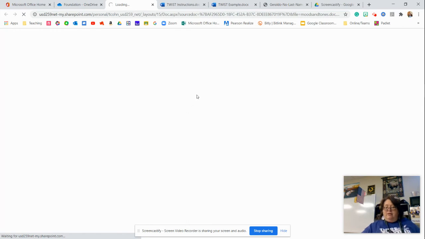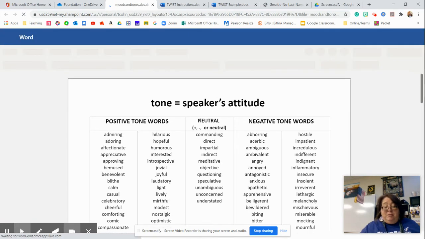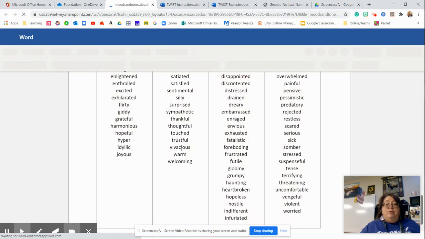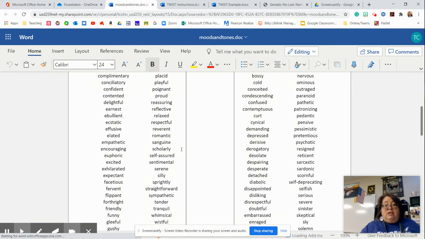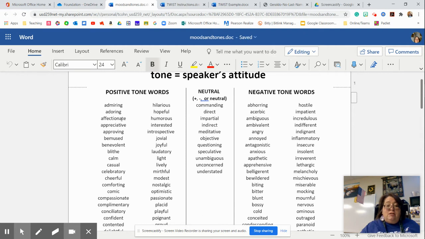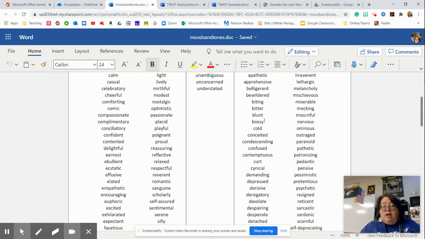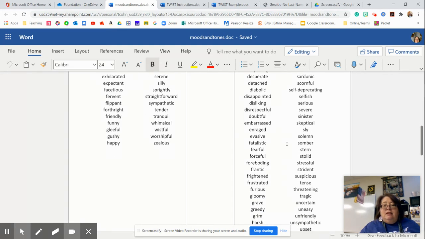So we'll look at some of these alternatives instead of putting happy and sad all over the place. Tone is the speaker's attitude, while mood is the emotional effect the text creates for the audience. You have positive tone words such as approving, appreciative, calm, cheerful, confident, hopeful, lively, passionate. Some neutral words for tone, if you really can't get a read on the speaker, could be direct, objective, speculative, unconcerned, understated. And then our negative tone words are words like cold, blunt, bossy, demanding, pessimistic, nervous, ominous, that kind of thing.